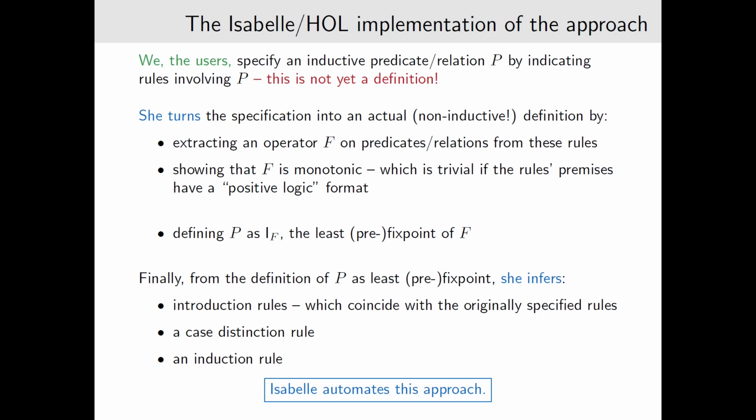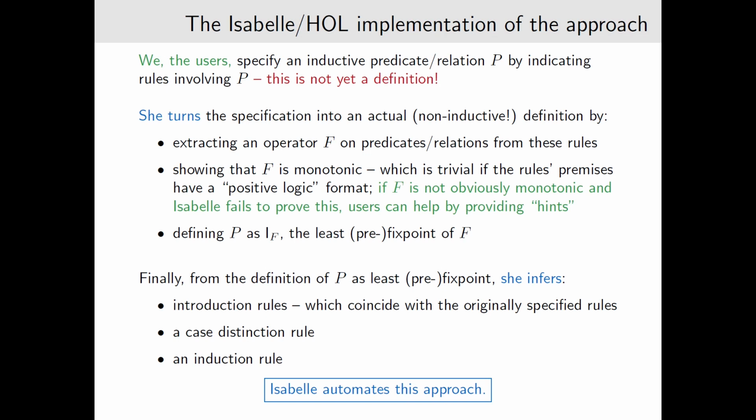So Isabelle will make sense of this specification and will actually apply these steps. It's going to extract the operator automatically and attempt to show that it's monotonic. If it succeeds, then she's going to infer all these things. So basically, the user is going to get these proof rules, the introduction and elimination rules. So Isabelle automates the things that are marked here in blue.